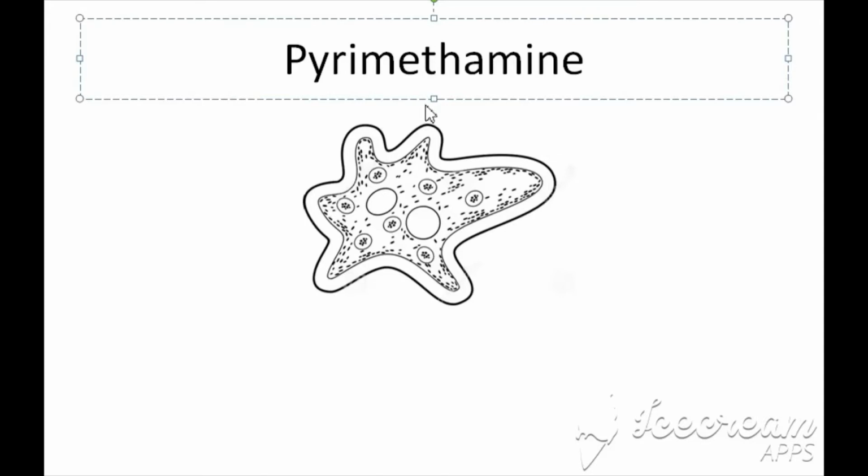Okay, so pyrimethamine is used to treat parasitic diseases. The mechanism of action of this drug is that it inhibits dihydrofolate reductase in certain protozoa, and of course that inhibits the DNA and RNA synthesis in these protozoa, and that leads to their death.